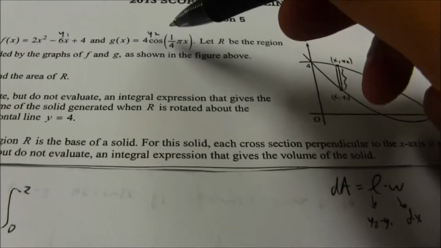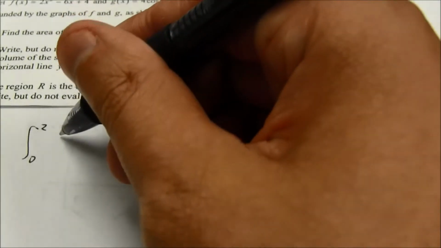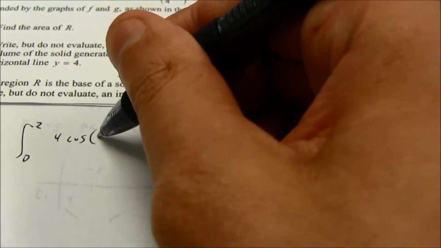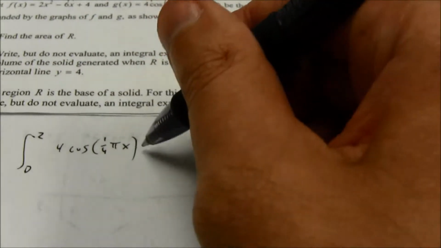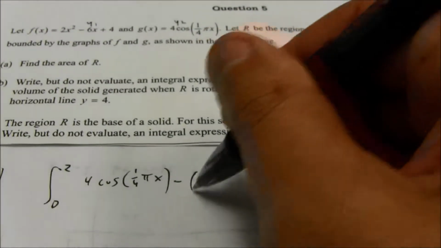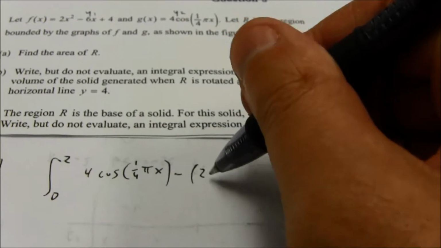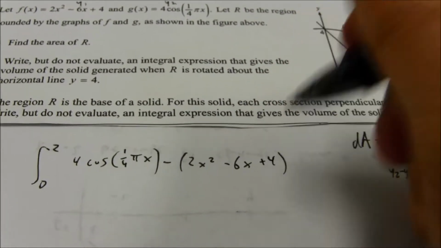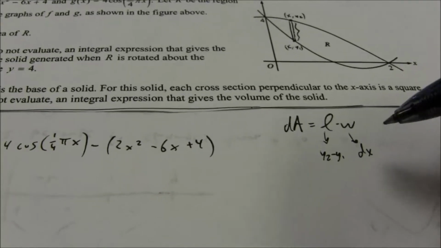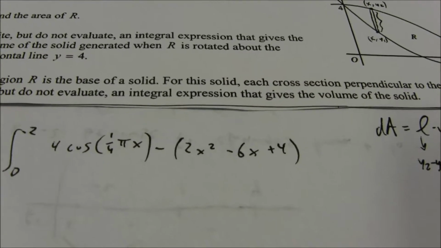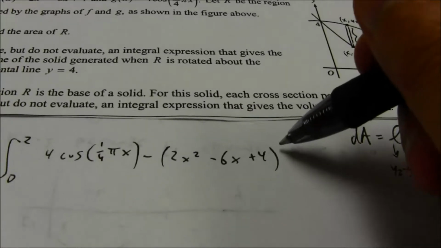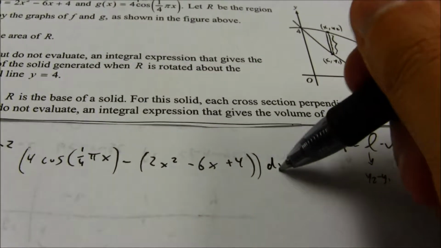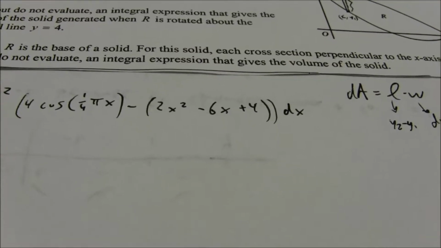And we're going to do y2 minus y1, but we're going to write it in terms of x. So y2 is that 4 cosine of 1/4 pi x. So y2 minus y1. Make sure you have parentheses on this because it's a sum and difference. And anyway, it's basically just the upper function minus the lower function. Take the integral over that interval. Technically, you should have a dx with all of this, like my formula says. And anyway, that should work out quite nicely.